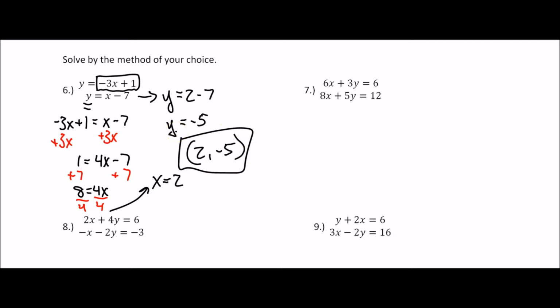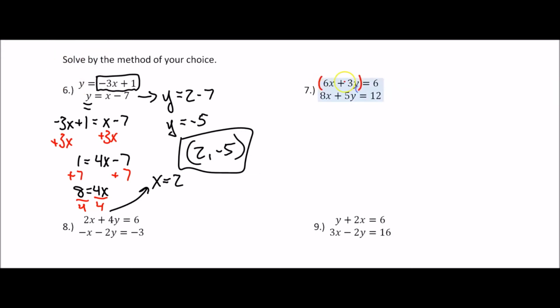The next one, the first thing I notice right away is that everything's lined up. The x's are lined up, the y's are lined up, the equals constant. So this one screams elimination because everything's lined up. So I have to get additive inverses. When I look at maybe the y's, I can turn each of those into a 15.